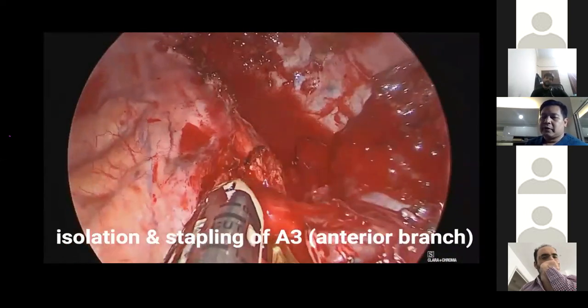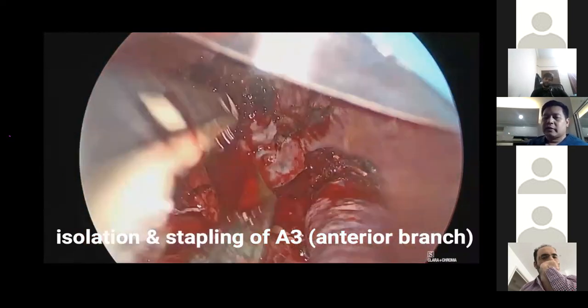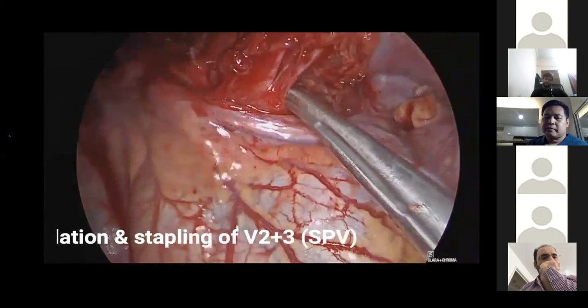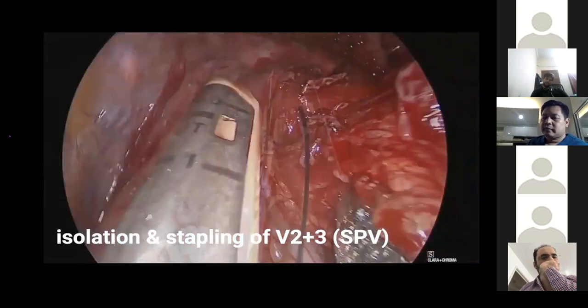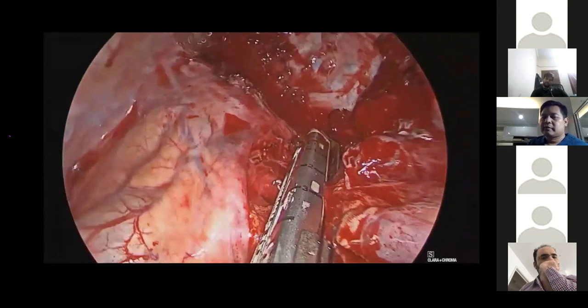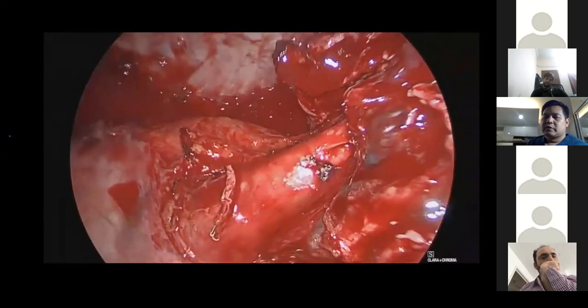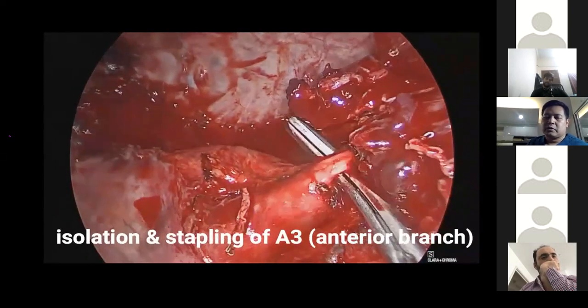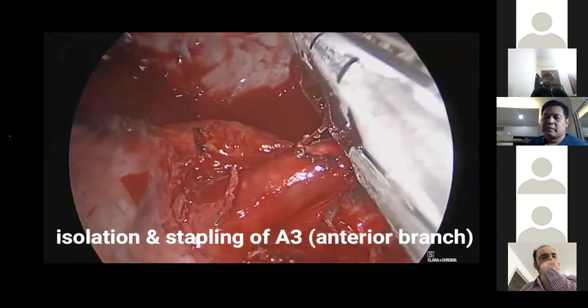So then I isolated and stapled the anterior branch, the A3 of the pulmonary artery. Then took out V1 plus 2 of the superior pulmonary vein. So you can see there the A1 plus 2, apical posterior, going to the apical posterior segment.